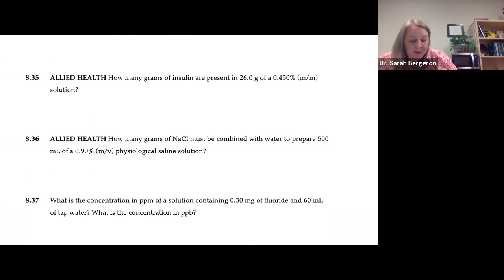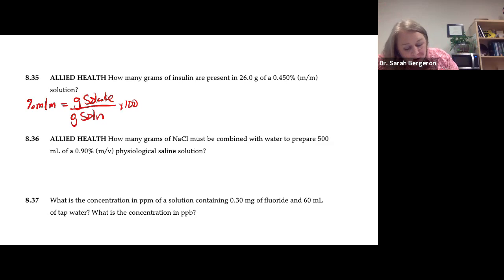Of insulin are present in 26 grams of a 0.45% mass by mass solution. Okay, mass by mass, this is a slightly different one. So you need to go and look on your sheet and make sure that you know what your formula is. Percent mass by mass is our grams of solute over our grams of solution times 100. So just go look it up on the formula sheet.